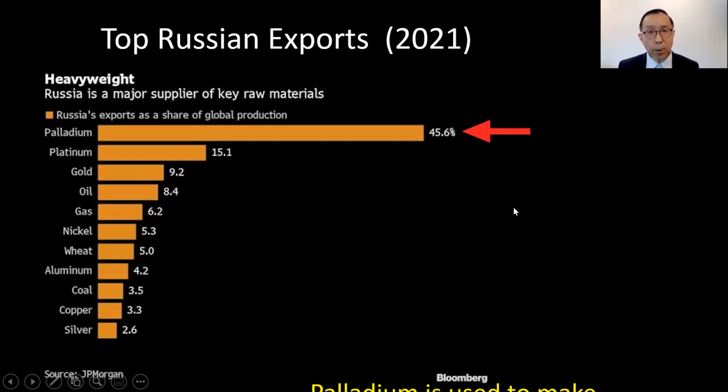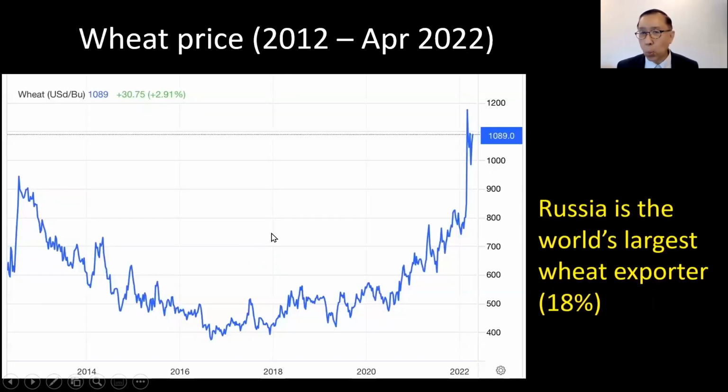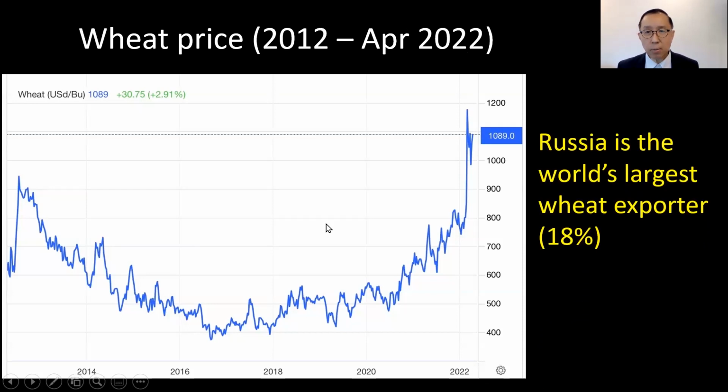Russia exports many important things which we all use. This table shows all the important minerals and food they export to the world, top of which is palladium. And palladium is very important. It is used to make cars, laptops, mobile phones. So because of the importance of so many commodities, the world is facing this current inflation. Wheat has shot up as well. Russia is the world's largest wheat exporter.